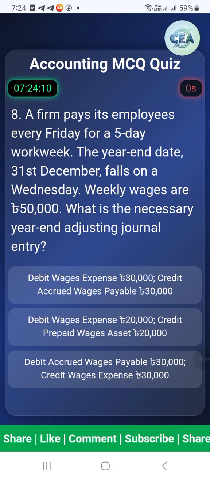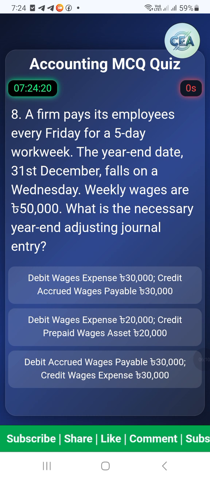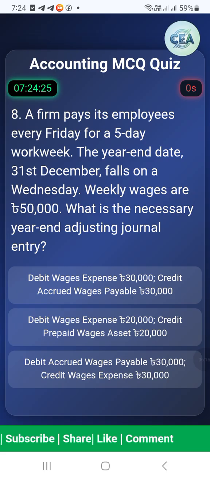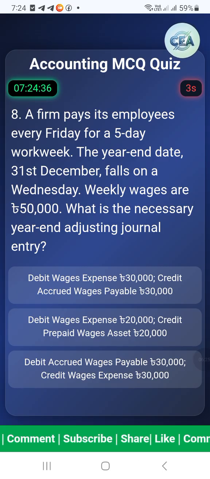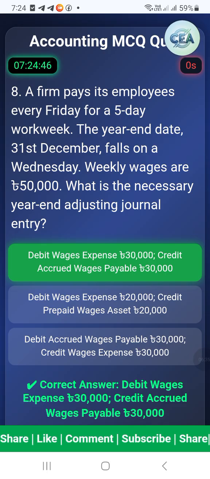Option 1. Debit wages expense 30,000 takas, credit accrued wages payable 30,000 takas. Option 2. Debit wages expense 20,000 takas, credit prepaid wages asset 20,000 takas. Option 3. Debit accrued wages payable 30,000 takas, credit wages expense 30,000 takas. Correct answer is debit wages expense 30,000 takas, credit accrued wages payable 30,000 takas.